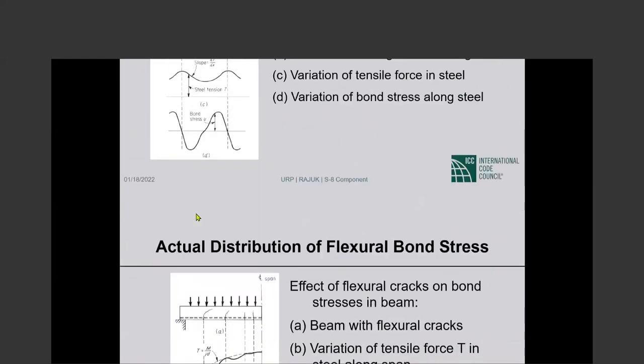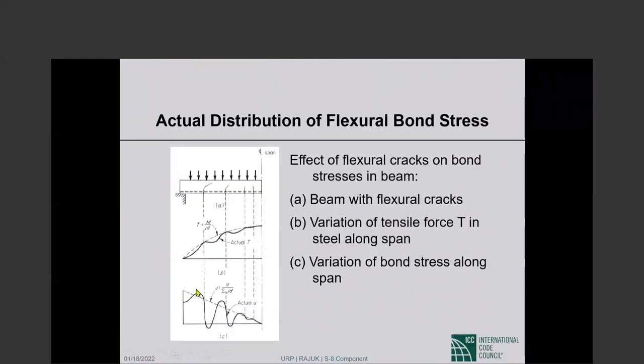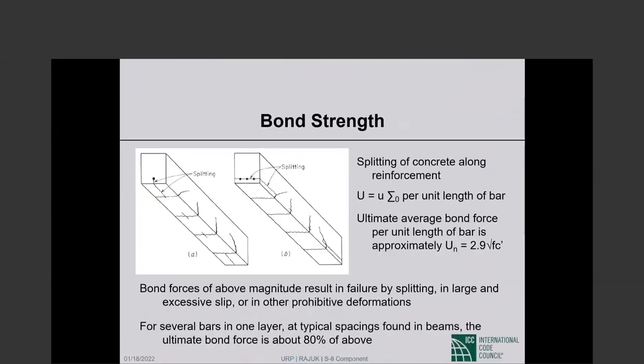So this is the variation of bond stresses along the left half of the beam in the picture. Picture A shows you a beam with flexural cracks. B shows you variation of tensile force T in steel along the span of the beam. C shows you variation of bond stress along the span.